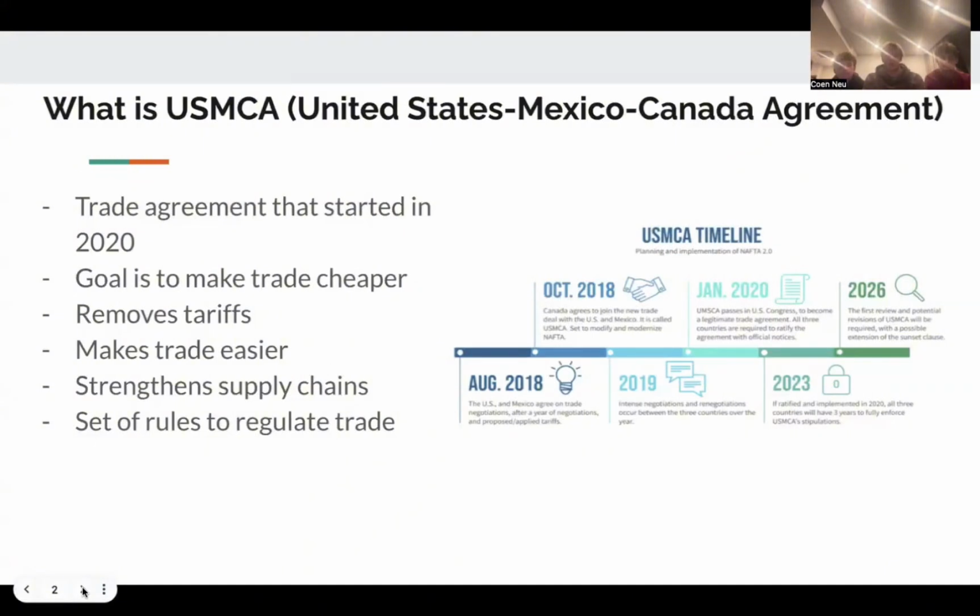These rules help reduce confusion, increase consistency, and make a ground base of rules to help battle corruption as well. Another key benefit is that it strengthens the supply chain, meaning companies can spread production across all three countries to make it the most efficiently, and it lowers costs as well. Overall, the USMCA is a system designed to regulate and improve trade while helping these three economies work more closely together. And now we're just going to go over the timeline for how it started.